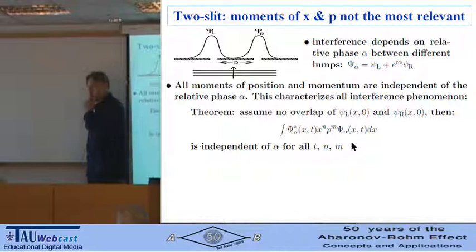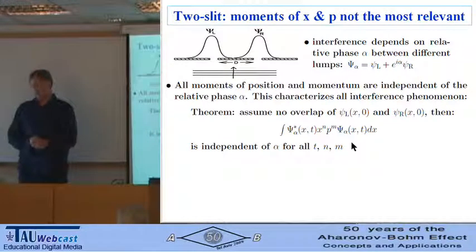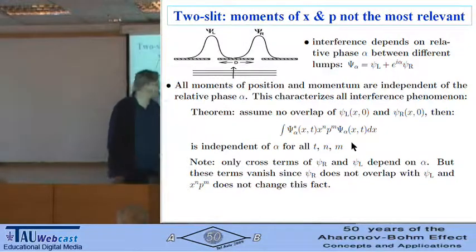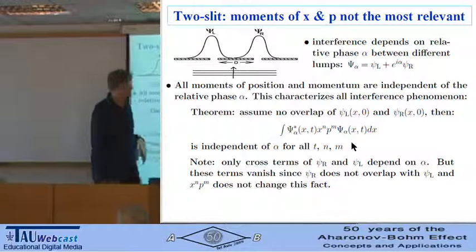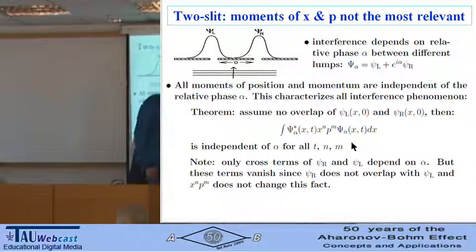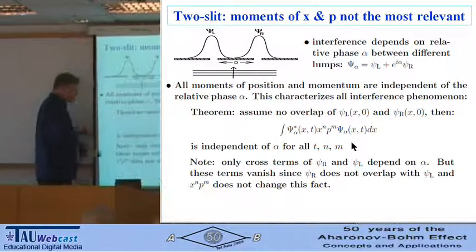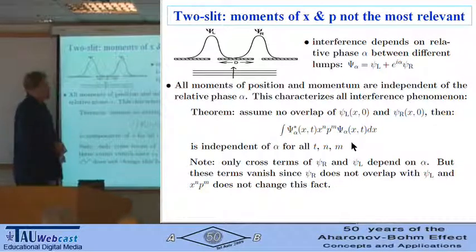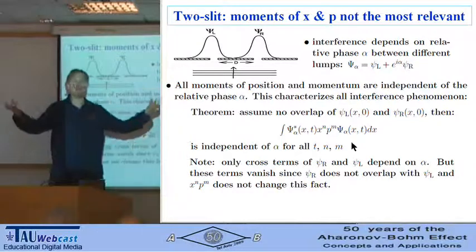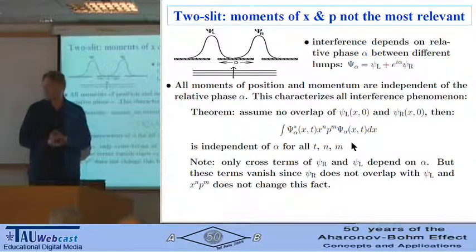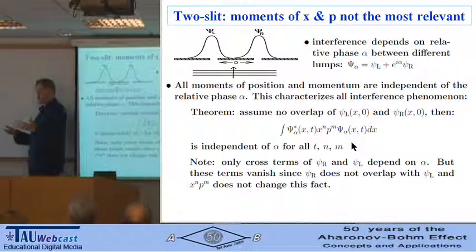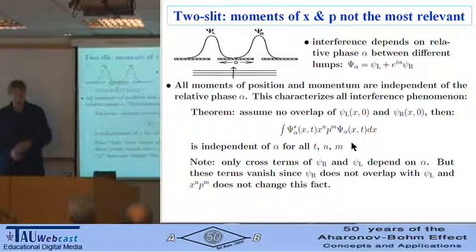And there's a beautiful proof of this by that paper from 40 years ago. It's easy to see how this is true. If you plug this wave function into this expectation value, you see that the only thing that could possibly depend on the relative phase, alpha, are these cross terms. But in order for it to survive this integral, the x to the n or p to the m have to make the left or the right wave packet overlap. And of course, they can't do that. So in fact, the averages of any power of x or of p are not dependent on this relative phase.